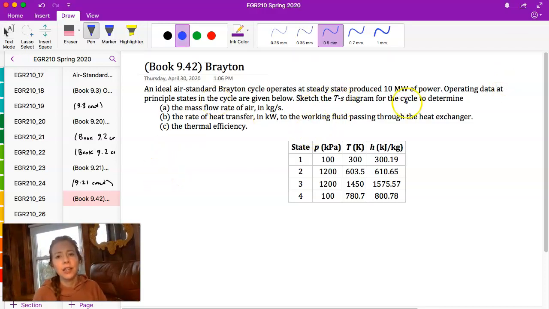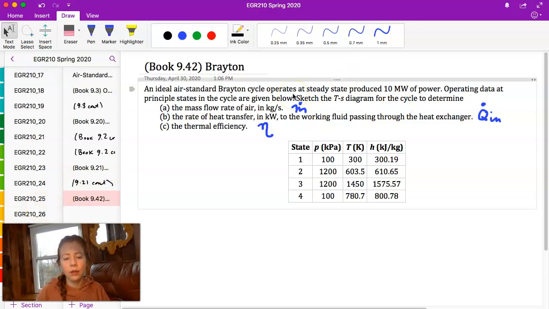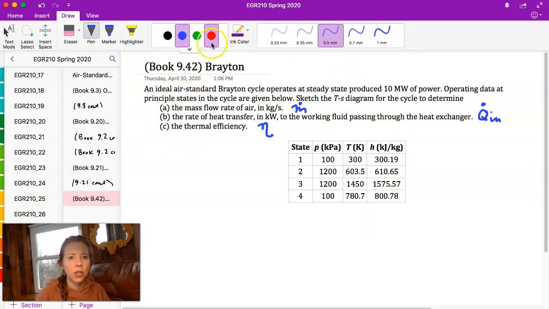We're going to sketch the TS diagram for the cycle to determine A, the mass flow rate of air in kilograms per second. So we're looking for M dot. B, the rate of heat transfer in kilowatts in the working fluid passing through the heat exchanger, Q dot in. And C, the thermal efficiency, so that would be eta. Okay, so now let's give this a sketch.